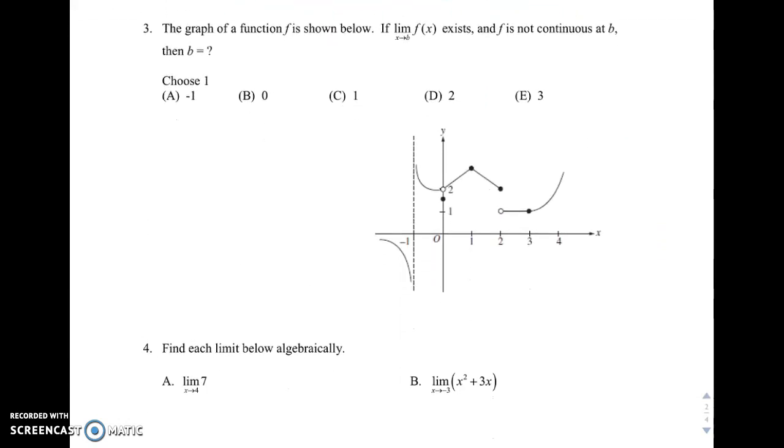It says the graph of function f is shown below. If the limit of f of x as x approaches b exists and f is not continuous at b, then b equals what? So we're looking for a spot where the limit exists but is not continuous. Right? So we want a spot where there is a limit but there's either a hole or a gap. But if there's a gap, it's not going to have a limit. If it's an asymptote, it's not going to have a limit. So we're looking for holes. Right? And this is the only hole where it's got a limit, is at x equals 0. So our answer will be B.